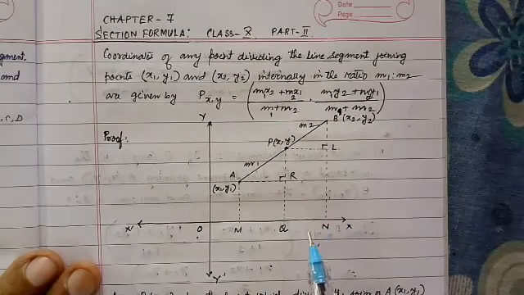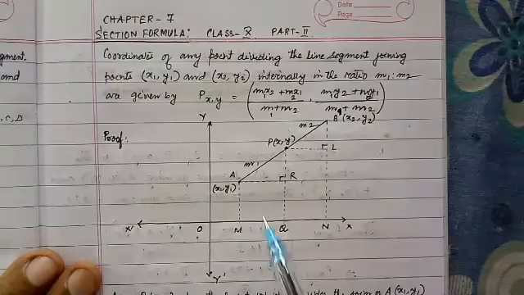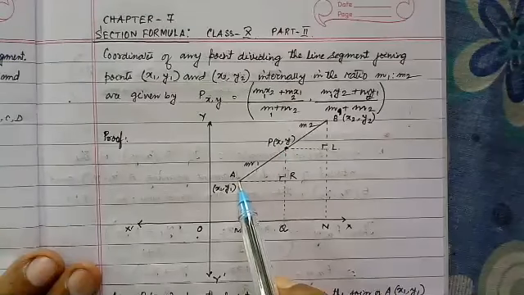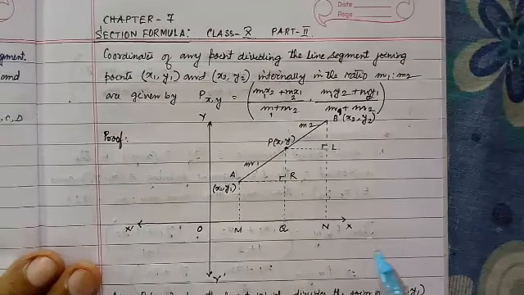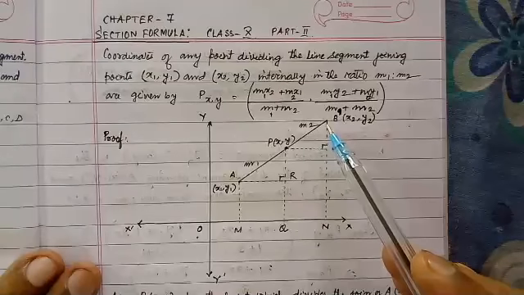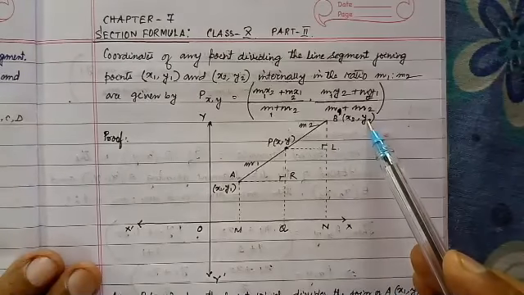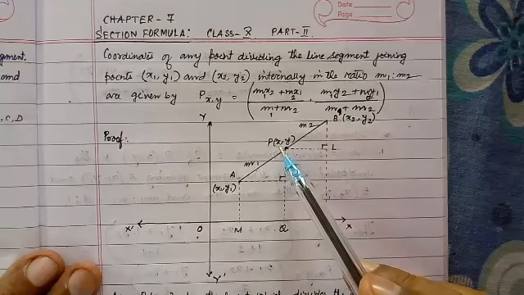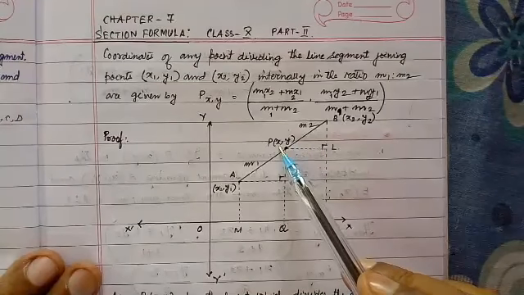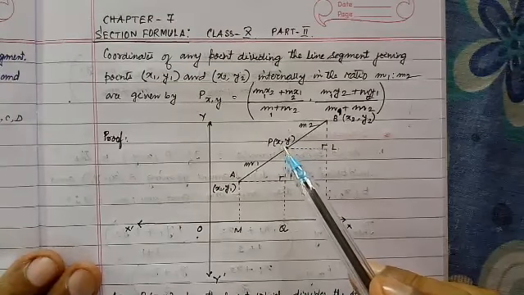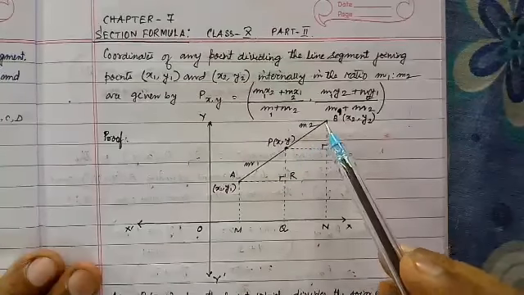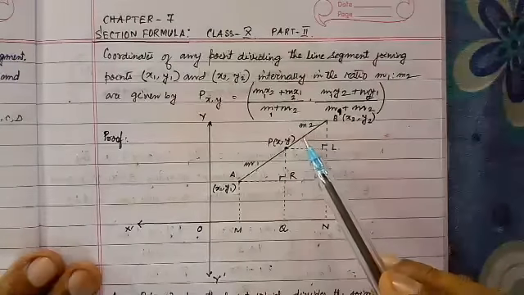Now let us make it clear. AB is a line segment. Point A has coordinates (x1, y1) and point B has coordinates (x2, y2). P is any point with coordinates (x, y) which is to be determined. It divides the line segment AB internally in the ratio m1 is to m2.